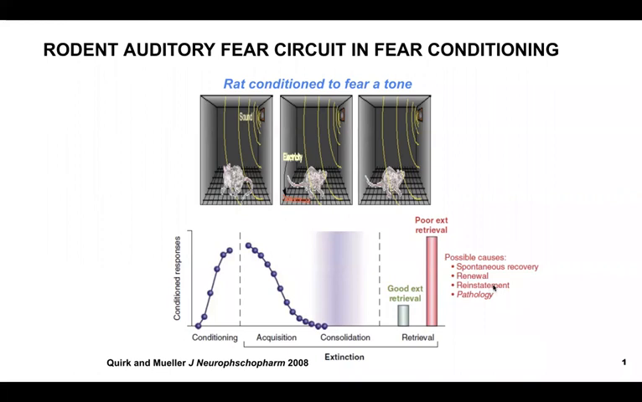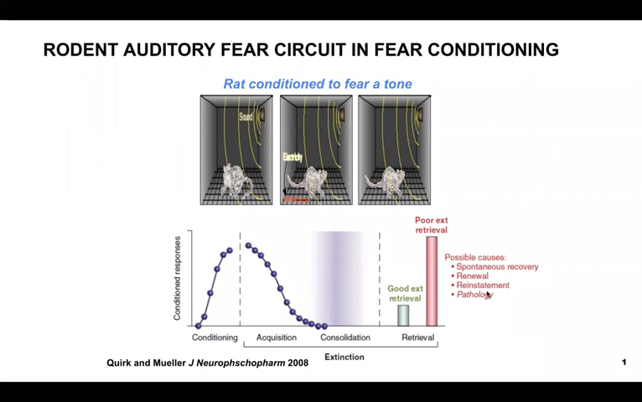And so these interesting findings, again, suggest that the process of extinction is not actually erasing fear, but creating a new memory, which is this extinction memory. And this phenomenon of extinction memory is established in the literature, but the details of how both fear and extinction memories are stored in the brain are still not very clear.